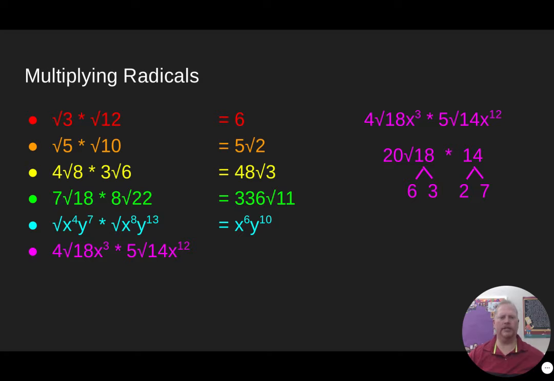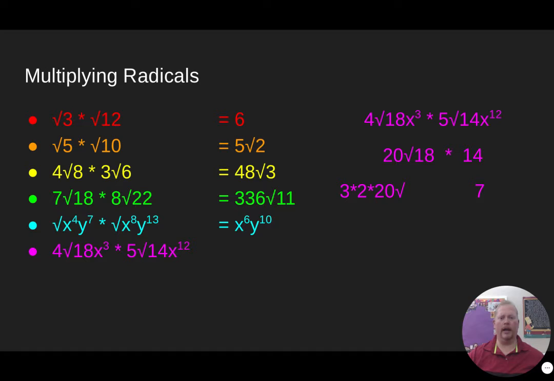18 can break down into 6 times 3. 14 can break down into 2 times 7. The 3, the 2, and the 7, those are all prime numbers. And then the 6 can break down into 2 times 3. Those are prime numbers. So let's organize it. 20 times the square root of 2 times 2 times 3 times 3 times 7. So that group of 2's can escape and make a single 2 on the outside. That group of 3's can escape and make a single 3 on the outside. And the 7 has to stay put.